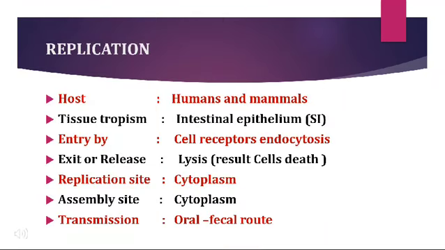Its replication. The host belongs to humans and mammals. It is a tissue tropism. It mainly attacks intestinal epithelial cells and enters by cell receptors endocytosis. Exit and release by lysis results in cell death. Replication site is the cytoplasm, and assembly site of the virion is also the cytoplasm, and it is transmitted by oral fecal route.